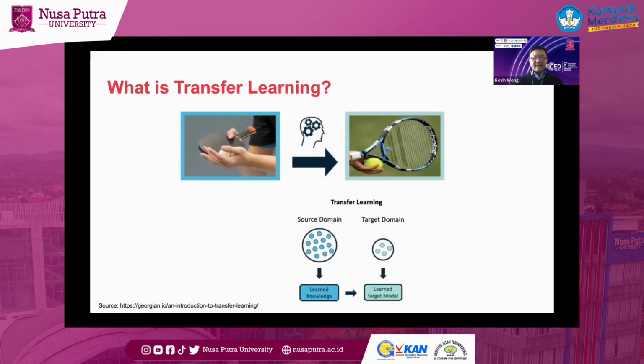Transfer learning is like, from that picture, if you know how to play table tennis, and someone asks you to play tennis rather than table tennis, you already know some skills. When you see the ball coming from certain angles and so on, you know you need to hit it back.